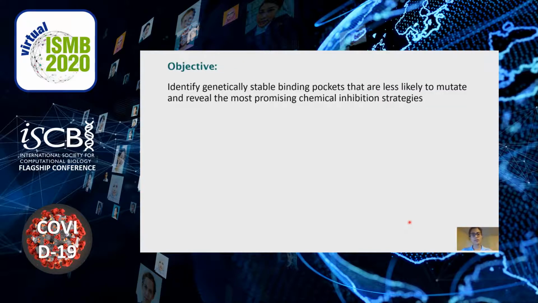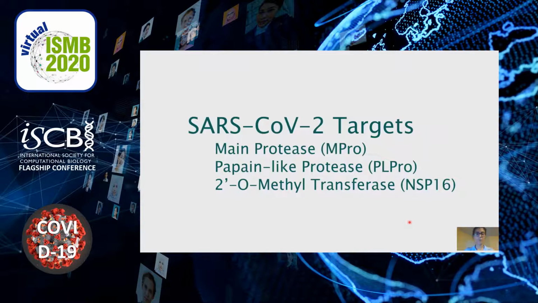So the goal of our project is to identify genetically stable binding pockets that are less likely to mutate and reveal the most promising chemical inhibition strategies. So far we have looked at three targets of SARS-CoV-2, but in this talk, I'll be mainly focusing on the main protease. If you would like to read the details of the methodology for the papain-like protease and NSP16, please refer to my posts on openlabnotebooks.org.